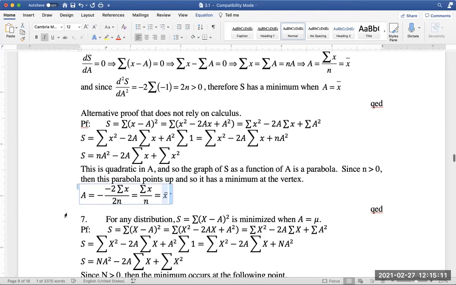Similarly, for a population, when trying to measure the dispersion from the population mean, we should also use the sum of the squared deviations from the mean. So for any distribution, S equaling the sum of (X minus A) squared is minimized when A is equal to mu.